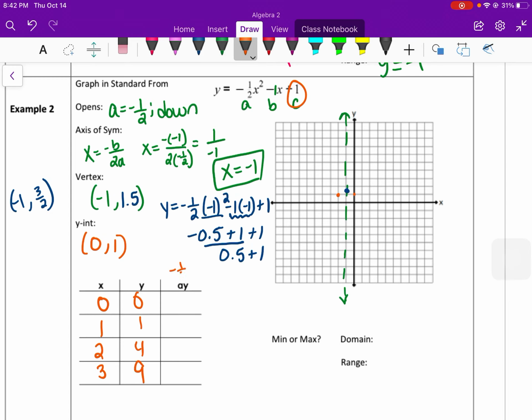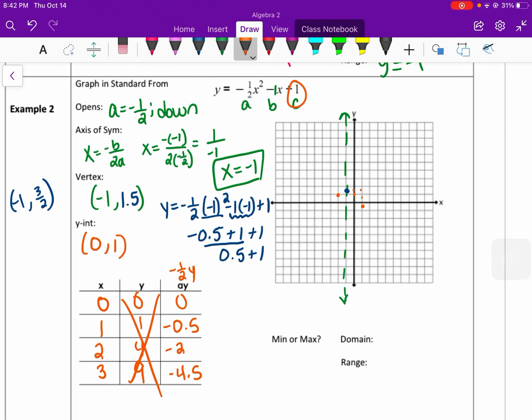Then the A value is negative 1/2. So you're going to take half of the middle, negative 1/2 times the middle column. So 0, negative 0.5, negative 2, and negative 4.5. Then graph the first and last column. So 0, 0 is my vertex. Over 1, down a half, I have graphed already. And then over 2, and then down 2. So over 2, and then down 2.